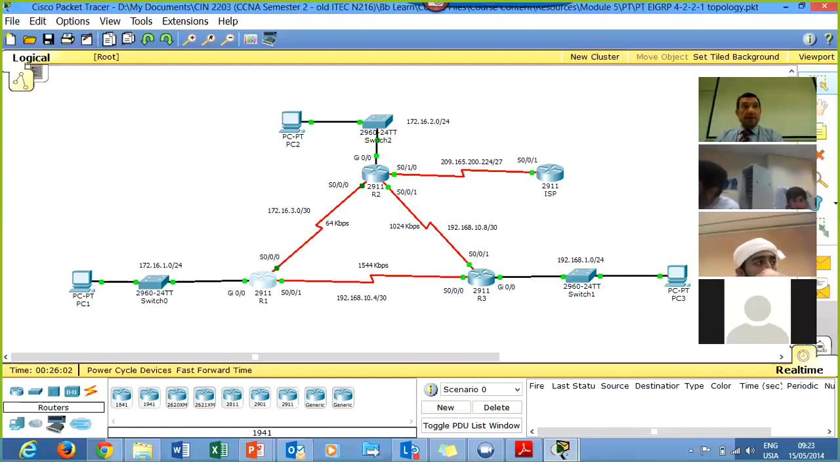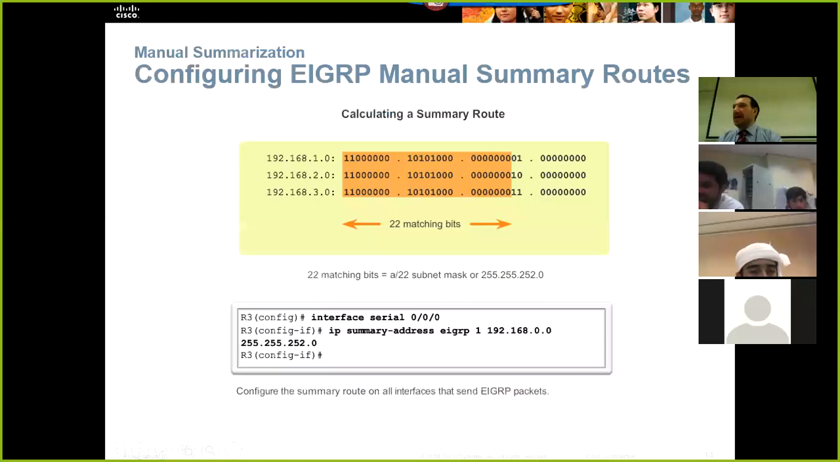With no auto summary, if I go to R2 and R1, I will see an entry for each one of them, a separate entry. This will increase the size of the routing table for R1, R2. Instead, let us manually summarize. So we write the common part, 192 is common. I don't really need to write out the 192 and the 168 in binary, because it's the same.